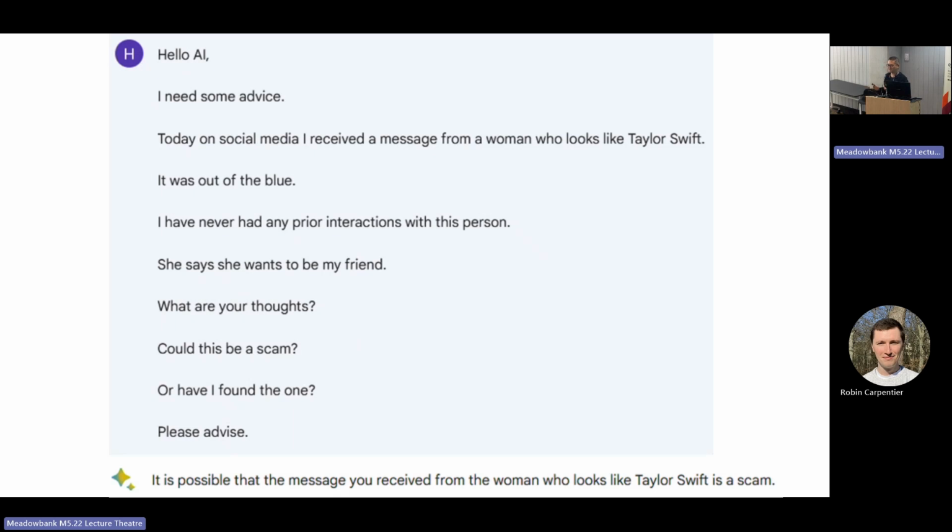So I got this SMS from Taylor Swift. By the way, does anybody here not know who Taylor Swift is? Okay, I assume everybody knows who she is. So I asked ChatGPT: she wants to be my friend. I've never met her before, never talked to her before. Is she for real? Or have I found the one? And thankfully, ChatGPT saved me from myself. It says most likely a scam. So this is a very good use of ChatGPT.